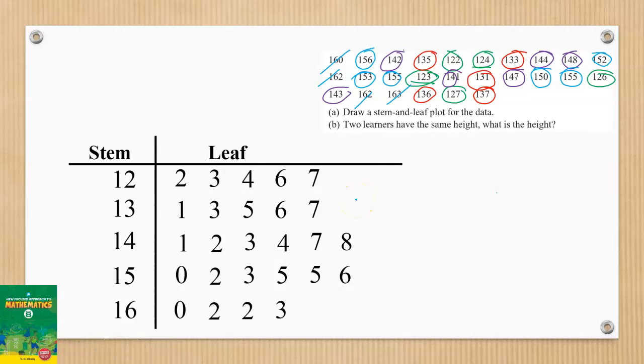And then the question wants us to find, if two learners have the same height, what is the height? So it means we are looking at where we see repetition. When we see repetition, we have 162, 162, and we have 155, 155. These are the two that repeat. So the learners that have the same height, they have 155 centimeters, and then we have 162 centimeters. So there are two heights where two people have the same height.